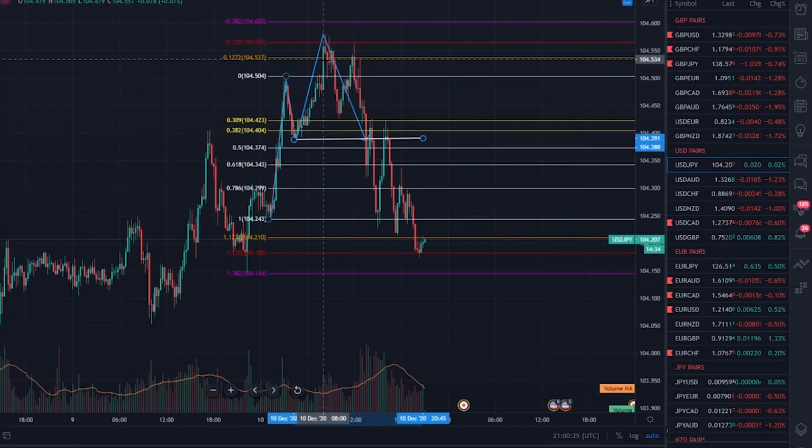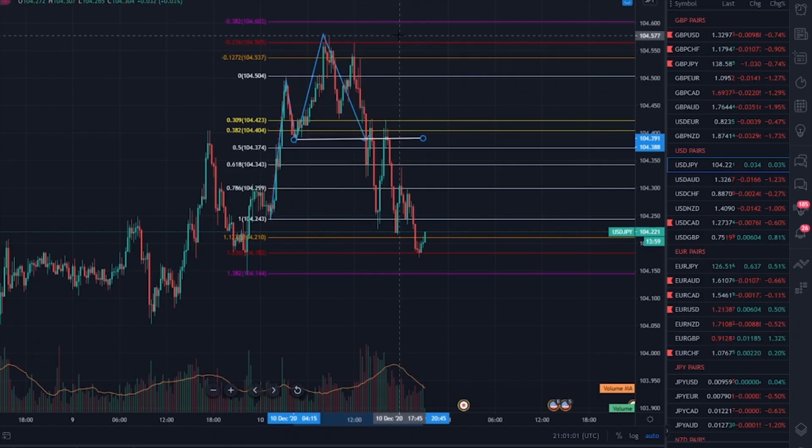Step 3, we're looking to sell with a limit order. Once we've seen that this 38.2 has been respected, we want to have a limit order there, and we're going to have our stop above our 0.236 level or above our 0.382 level. The 0.382 level is going to give you a bit more room, which is going to increase your win rate, but it's also going to decrease your risk to reward. So you need to weigh that up and decide what's better.